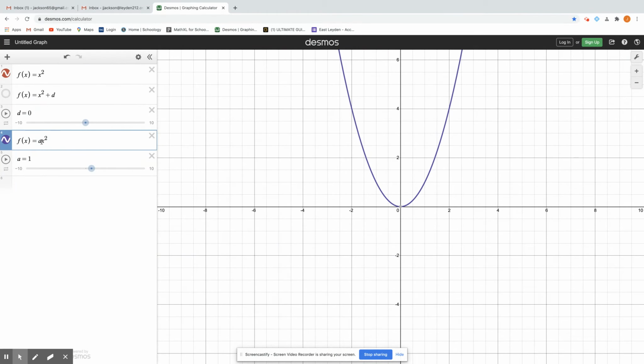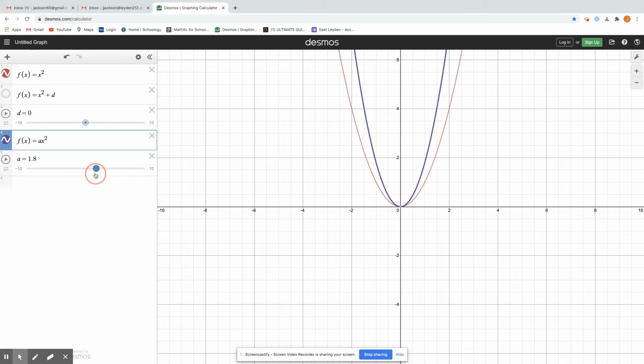So I've got this a value here, and I've got a slider for a. So right now a is 1, right? So that's why we don't see a different graph. If a is 1, then this is just x squared. But if I increase the value of a, look at what's happening to the graph. Okay, so you can see it's getting thinner, right?